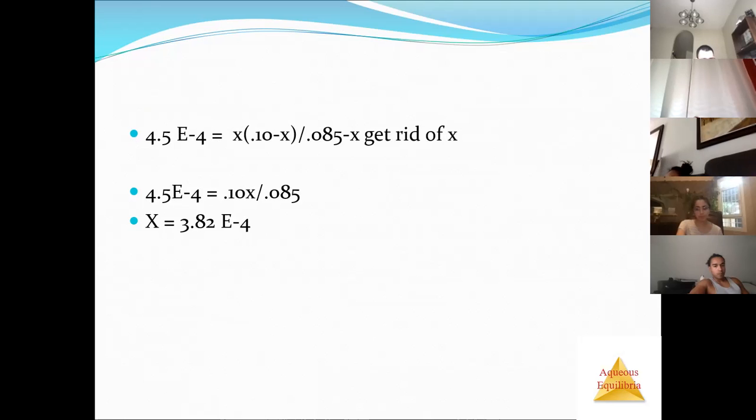Questions, ladies and gentlemen? Are we sick of ICE diagrams yet? Ether, are we good? Leonardo, we good? We understand?